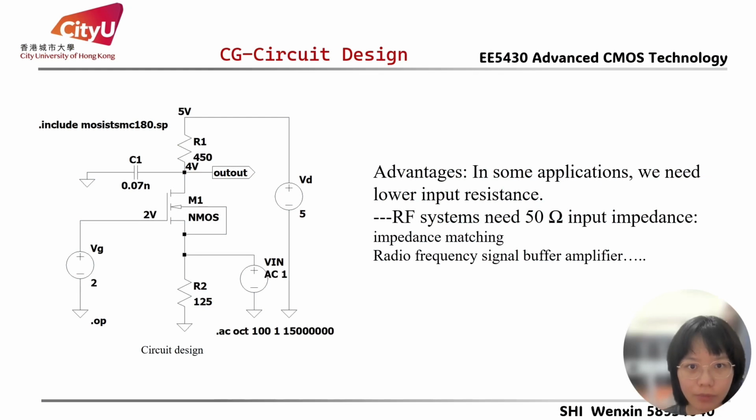A common gate amplifier is often used in some applications where a low input impedance is required, like RF systems. This is my circuit design. I add a resistor in parallel with the source to reduce the input impedance, and a capacitor in parallel with the drain to meet the bandwidth requirements.